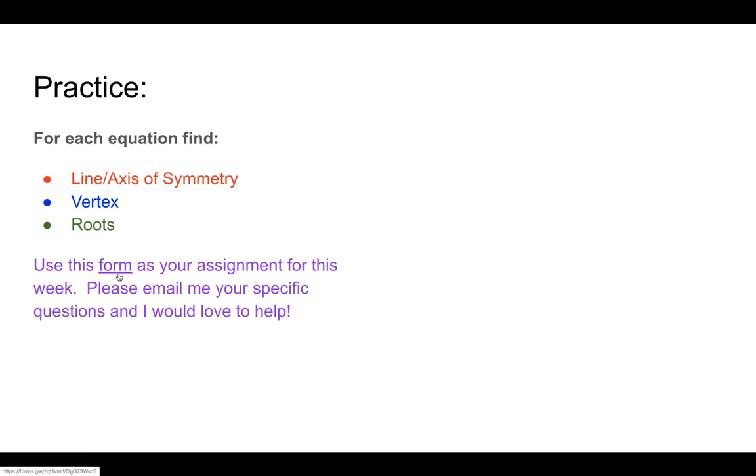Below I have included a form for you. This will be your homework assignment. In each one, I'm going to give you an equation, and from that equation I want the line or axis of symmetry, I want the vertex, and I want the roots. Please read the directions on how to input your answers accurately.